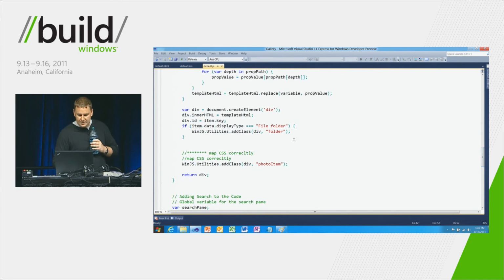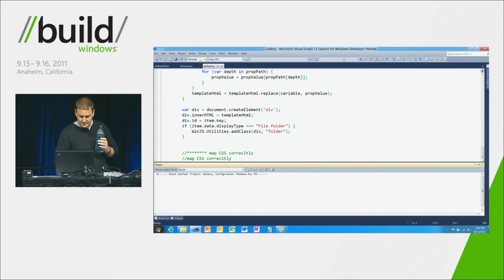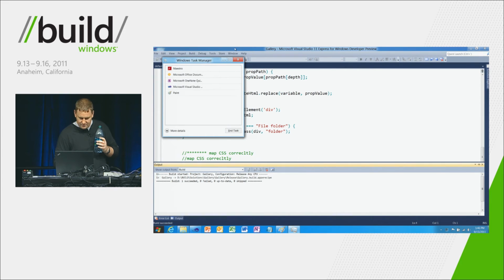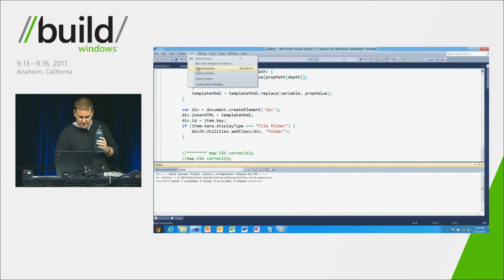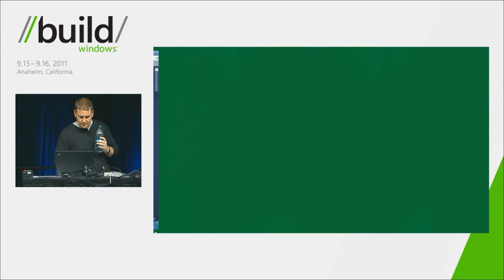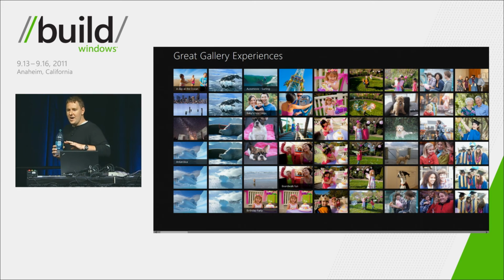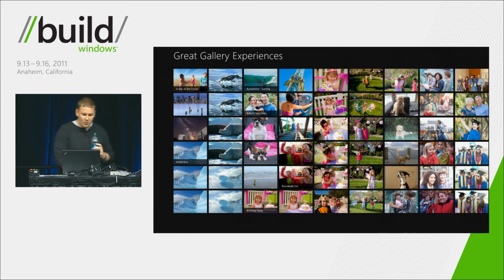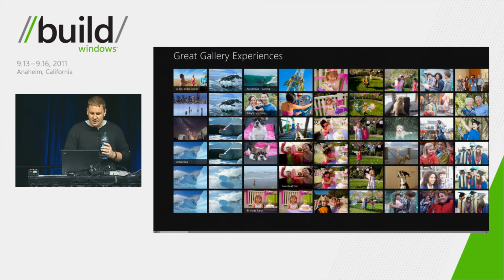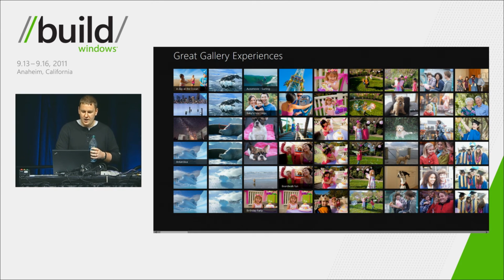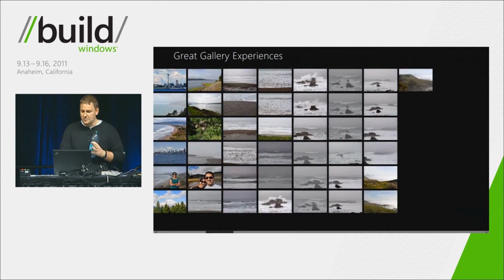And from there, the last piece is just lining up the CSS class. So I'm going to go ahead and build this. Let me just make sure it's not running. We're good to go. So I went ahead and built it, and one of the things you'll notice off the bat is I actually got a different view. One of the things that's different is my folders and my pictures are all interspersed together.